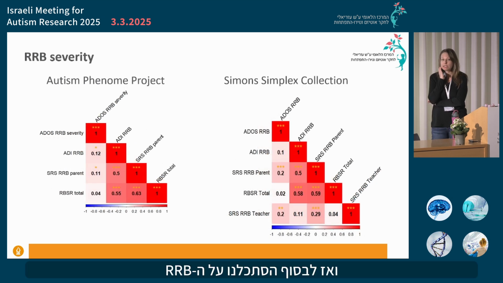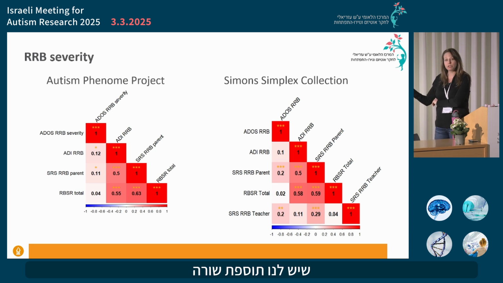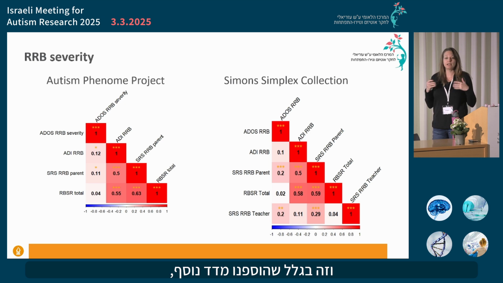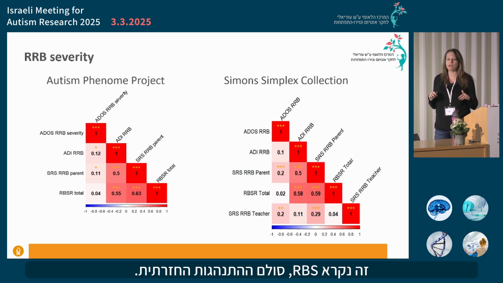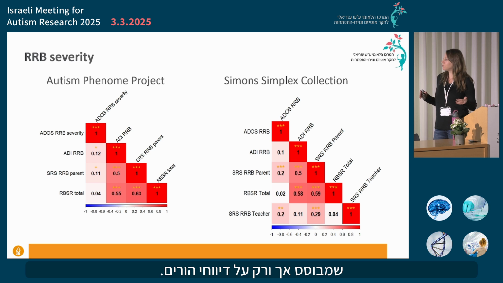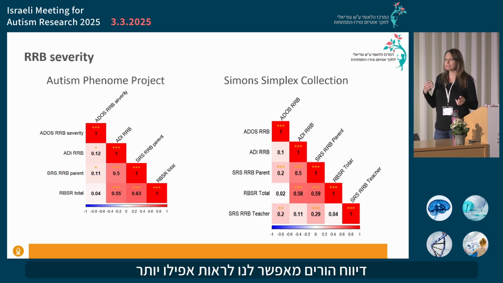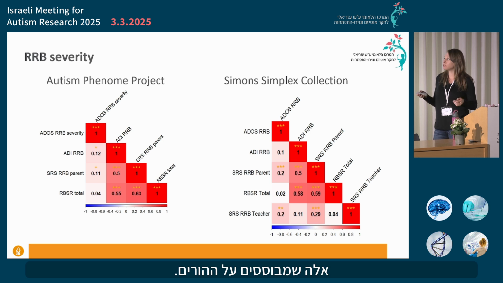And then last, we looked at the RRBs. In the RRBs, you might notice that we have an additional row, and that is because we added another measure, a measure that looks purely at children's RRBs. It's called the RBS, the Repetitive Behavior Scale. This is another measure that is purely based on parent report. Having another measure based on parent report lets us see even further the cohesiveness that exists in measures that are based on the parents.